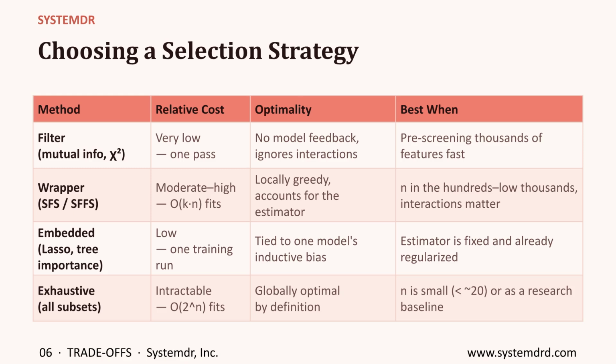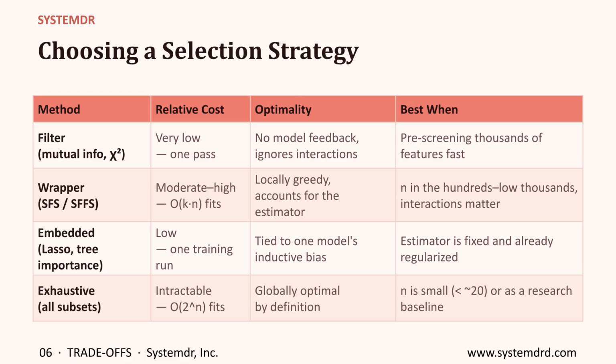Wrapper methods, SFS and its variants, sit in the middle. Moderate to high cost, on the order of k times n model fits, but they account for the actual estimator you're going to ship, and they're locally greedy rather than blind. Embedded methods are cheap, a single training run, but the selection is tied entirely to that one model's inductive bias. If you swap estimators later, your selected features may no longer be the right ones.